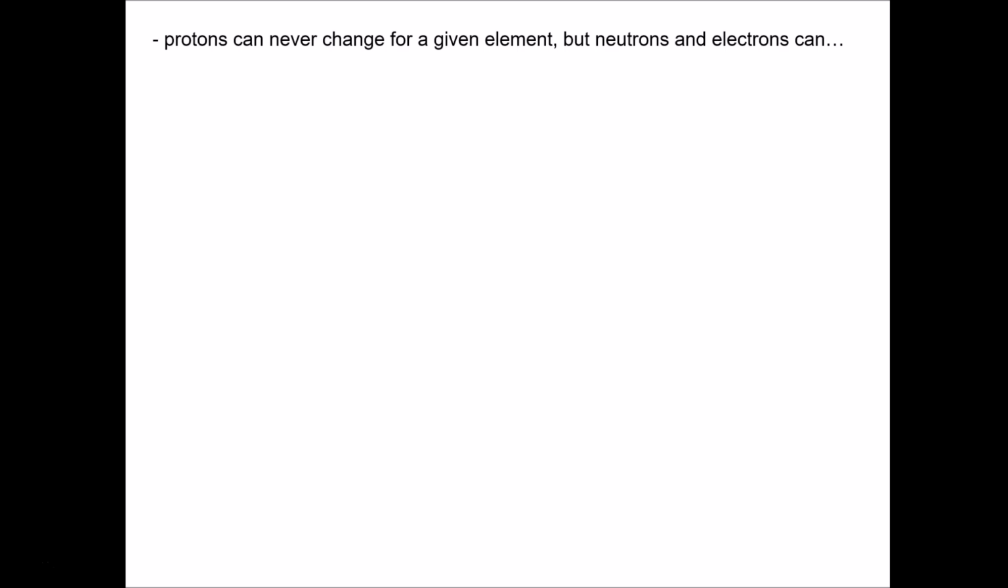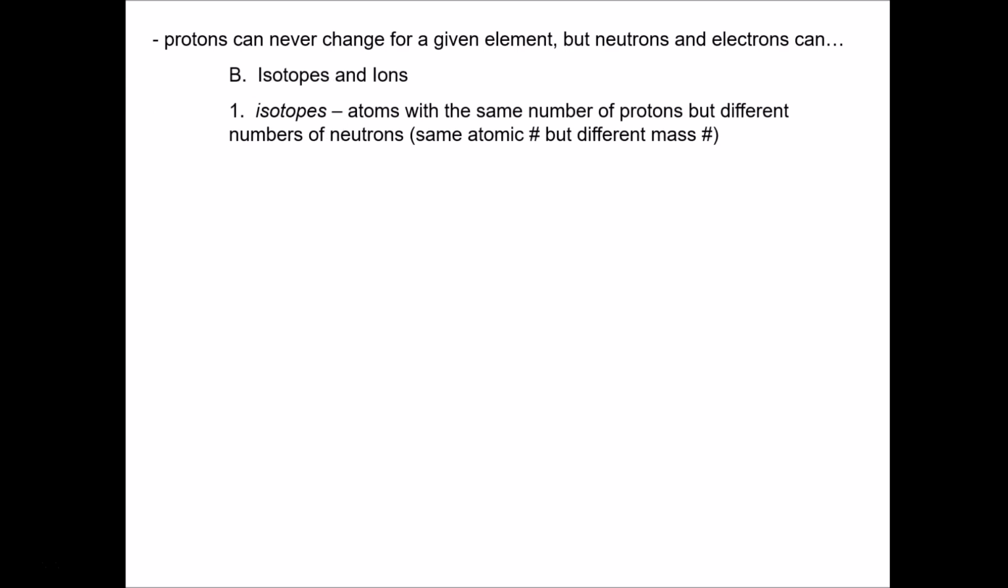Neutrons and electrons can change, however. They don't always have to be the same. We just said that uranium had 146 neutrons. Do all uraniums have 146 neutrons? Nope. So, if the number of neutrons changes, then you have something called an isotope. An isotope is an atom that has the same number of protons, but different numbers of neutrons. So in other words, it has the same atomic number, it's the same element, but it has a different mass number because it has a different number of neutrons in it.